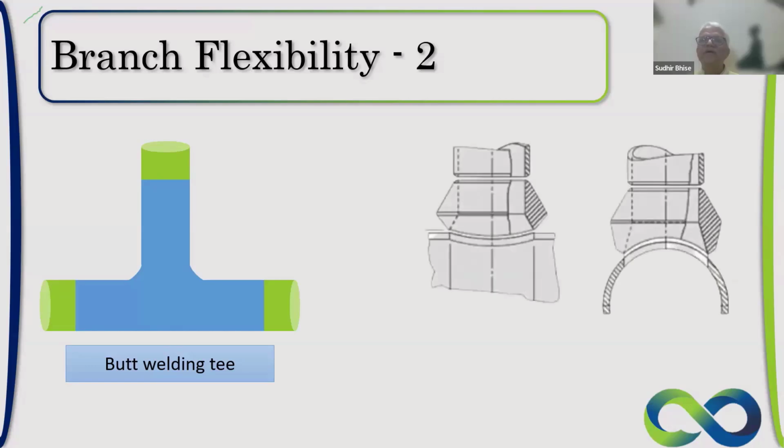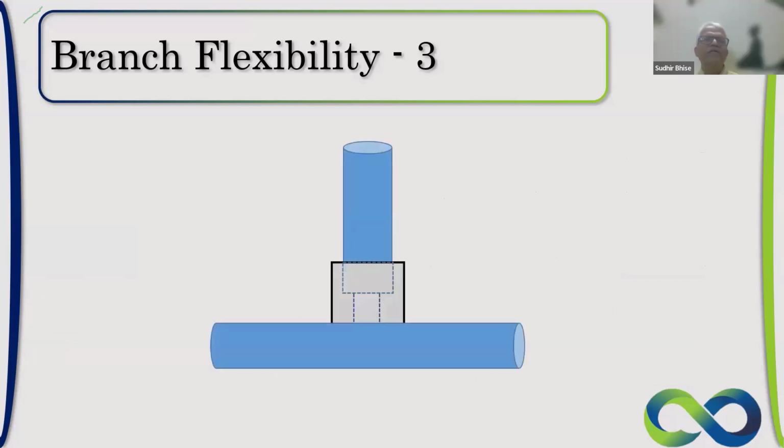This is a weldolet. This is a weldolet connection, and this is almost the same as the butt welding tee. So it is also a very strong connection in terms of the strength that it imparts to the fitting at that point, or pipe at that point. And then the last that we are seeing, flexibility, is okay.